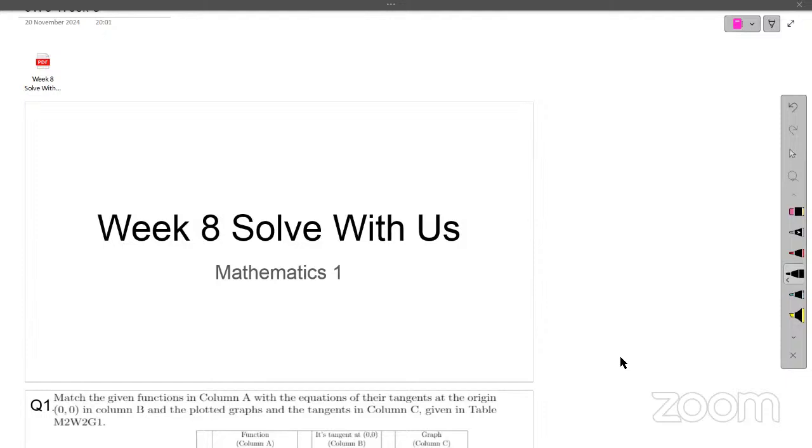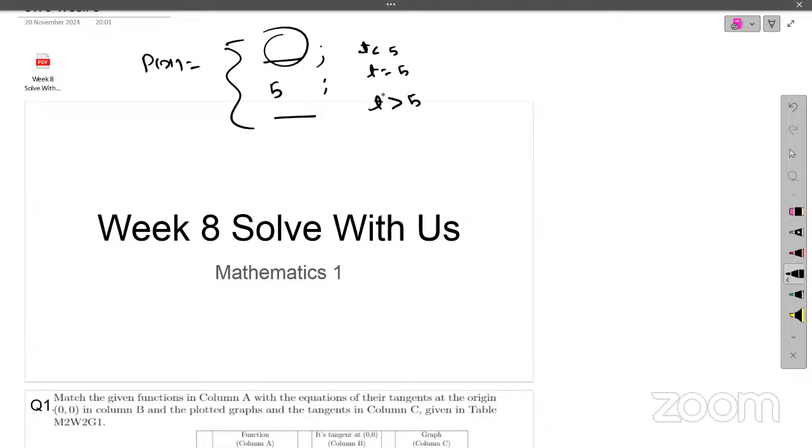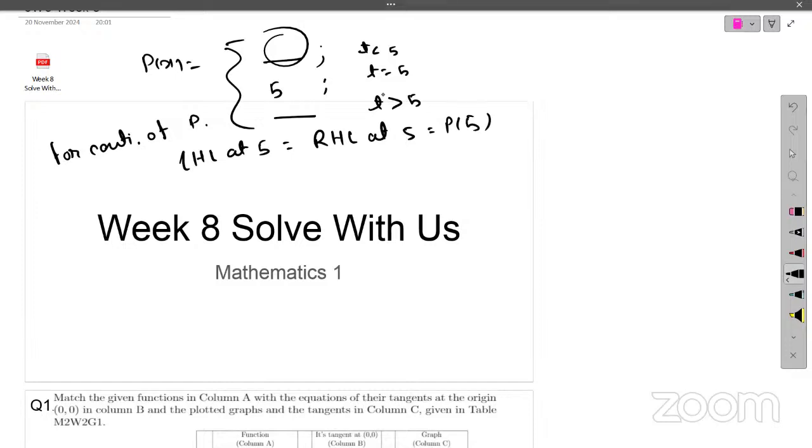So see, there is some p(t) given to you, with a different expression for t strictly less than 5, t equal to 5, and t greater than 5, right? So what you have to do for continuity of p is this: we want the left hand limit at 5 to be equal to the right hand limit at 5, and this should be equal to p of 5, that means the value of the function. For this, you have to use this expression. Let's name it a, and this one b, suppose.